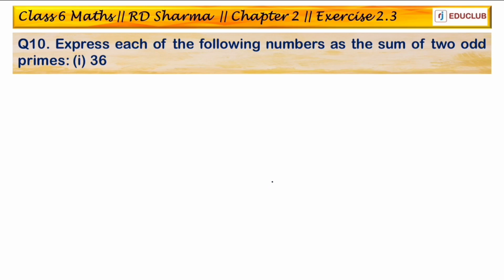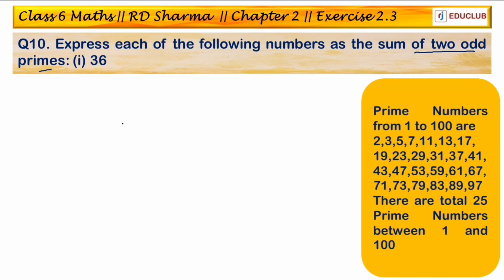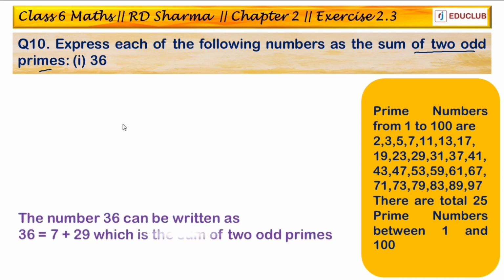Now question number 10. Express each of the following numbers as the sum of two odd primes. Sum of two odd primes. You have to take only odd primes. 36 is there. Odd primes, we can say except 2, all are odd primes, not divisible by 2. So 36 we can write as 7 plus 29.